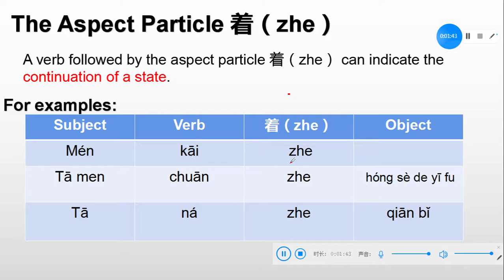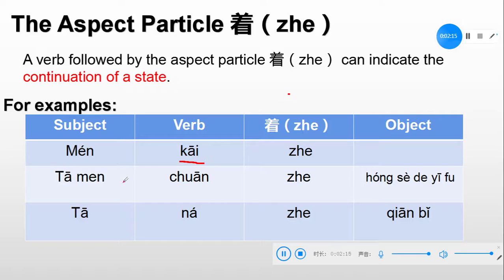Okay, example 1. 门开着. This is a sentence the same as our title of lesson 13. 门开着呢. So here I just omit 呢. Okay, it doesn't affect the meaning. So 门开着呢 or 门开着, it means the door is open. The door is open. This is the present tense. We say 门开着. 开, it means open.